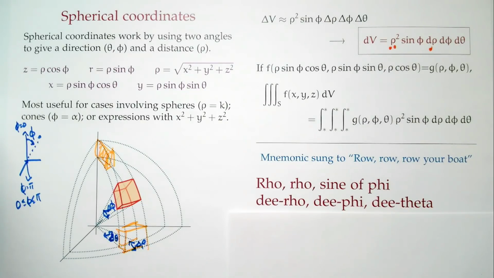See, now, how does this work? Notice the rho, rho. Two rows. Rho squared. So there's our rho squared. Sine of phi, d rho, d phi, d theta. Okay? Now, to help remember this, we've got to sing it together, all right?